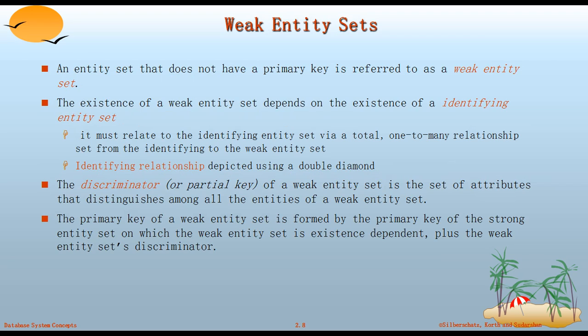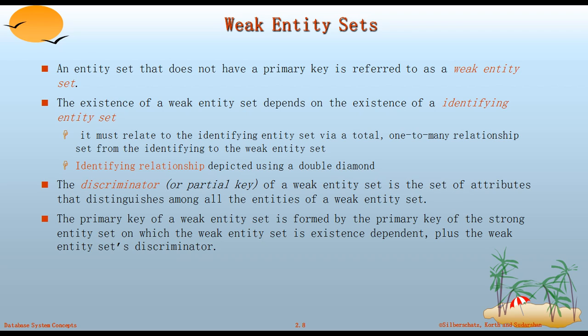And weak entity sets. An entity set that does not have a primary key is referred to as a weak entity set. If an entity set is not having a proper primary key, then it is called a weak entity set. The existence of a weak entity set depends upon the existence of an identifying entity set. It must relate to the identifying entity set through a total one-to-many relationship set from the identifying to the weak entity set. The identifying relationship is depicted using a double diamond.